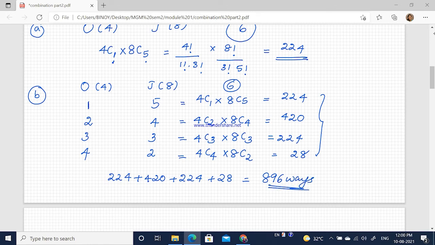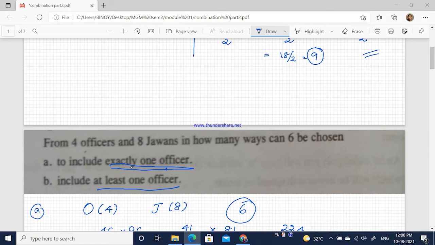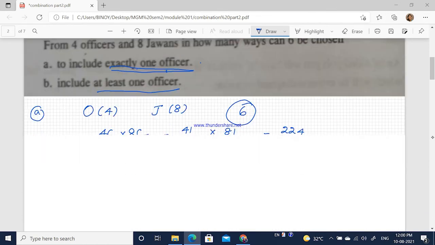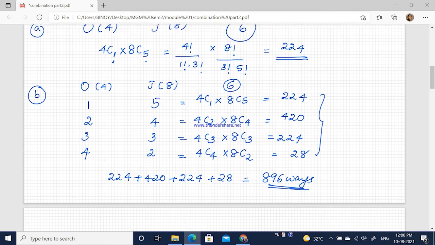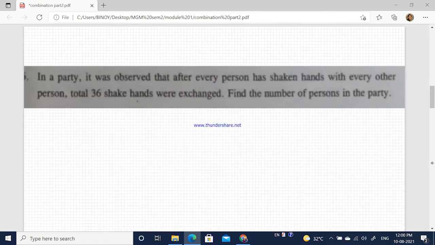Okay, this is how we have to tackle. The first question means exactly one officer, so I can take only one officer. And the other question says at least one officer. So I'll take one officer, then 2 officers, then what will be the count of the Jawan? If I'm taking 3 officers, then the count of the Jawan will be 3. Then if I'm taking 4 officers and 2 Jawans, there is no other option because we have selected all the officers, and at least means you should take an officer. So we got a total of 896 ways.